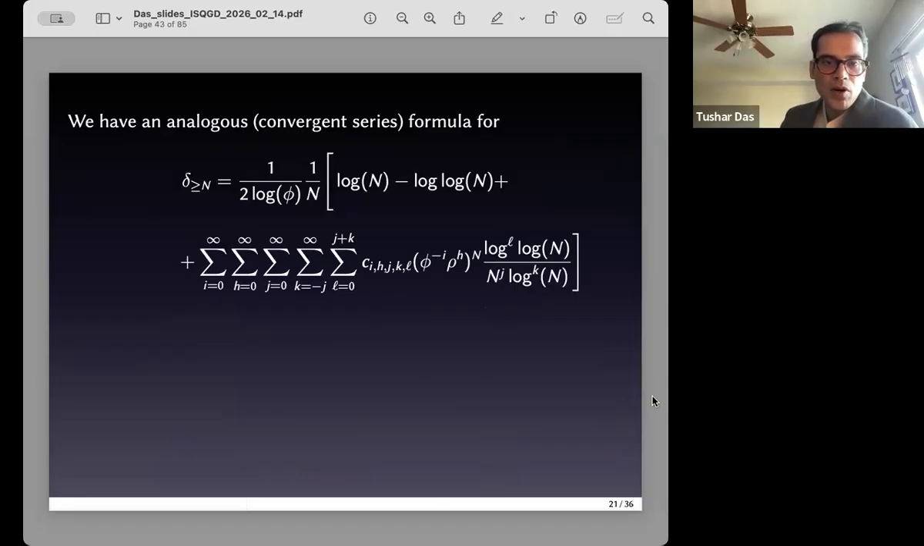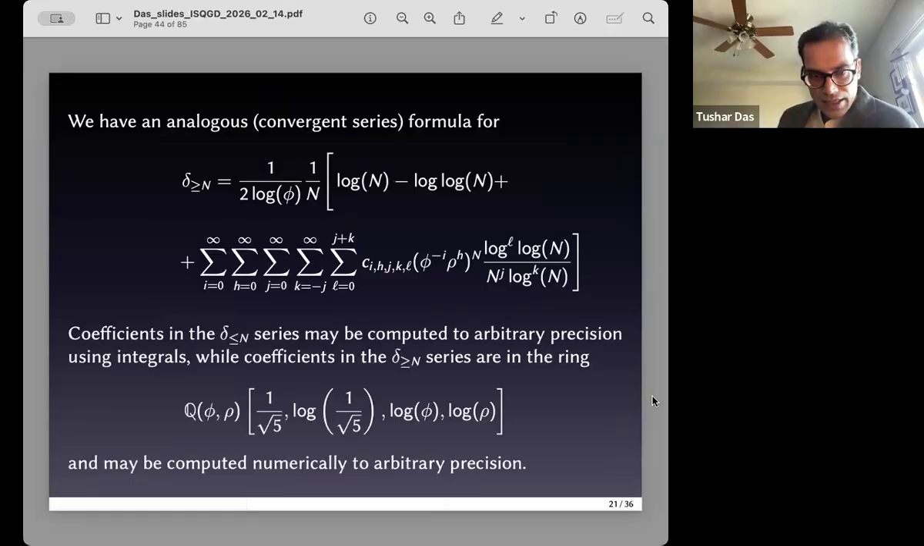Now there's an analogous convergent series formula for delta greater than or equal to n. As expected, it's a little more sophisticated than the less than or equal to n case. But now there's an interesting thing I can say about these coefficients. Again, everything can be numerically computed to as much precision as you want. But what is interesting now is that in the greater than or equal to n case, whereas in the Jack Good world these were all rational numbers, these are now in this ring.